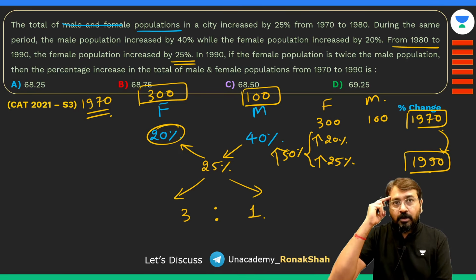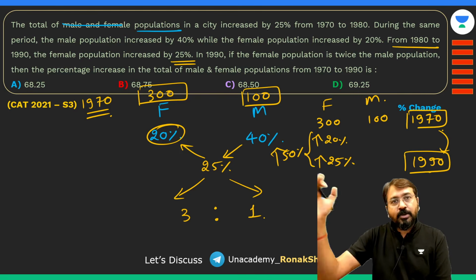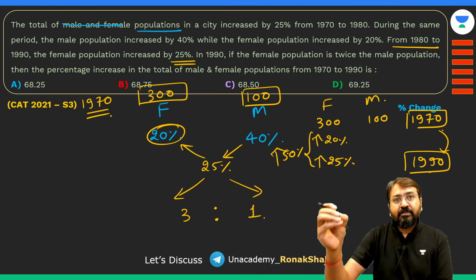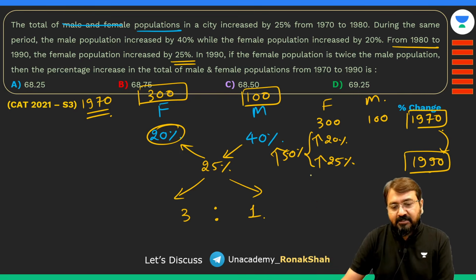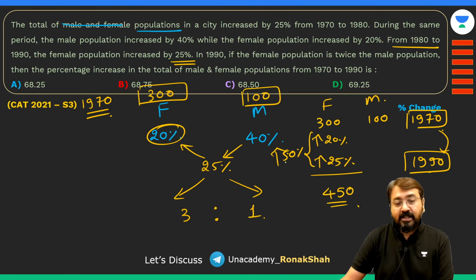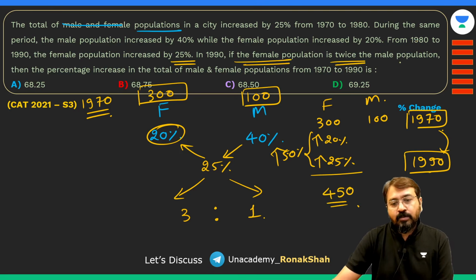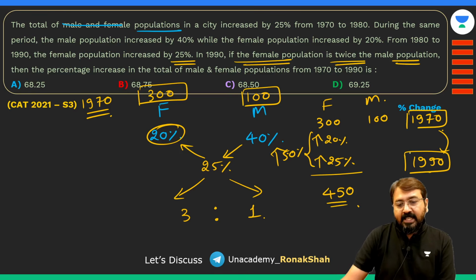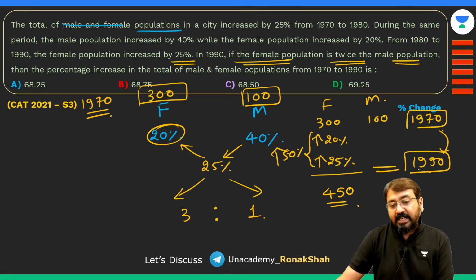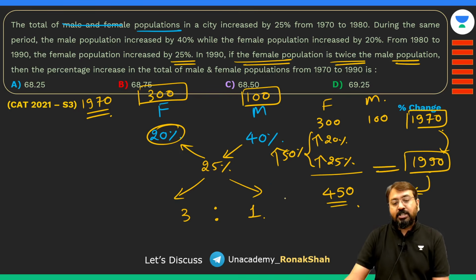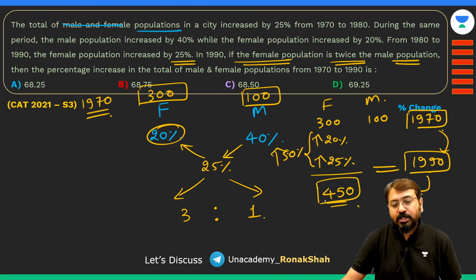So you should be able to remember this by now, that 20% increase, 25% increase, it is equal to 50% increase, right? So I can straight away say my female population has increased by this 50%, so it should have become 450, right? Now let's read further. If the female population is twice the male population in 1990, so in 1990 female population is twice the male population.